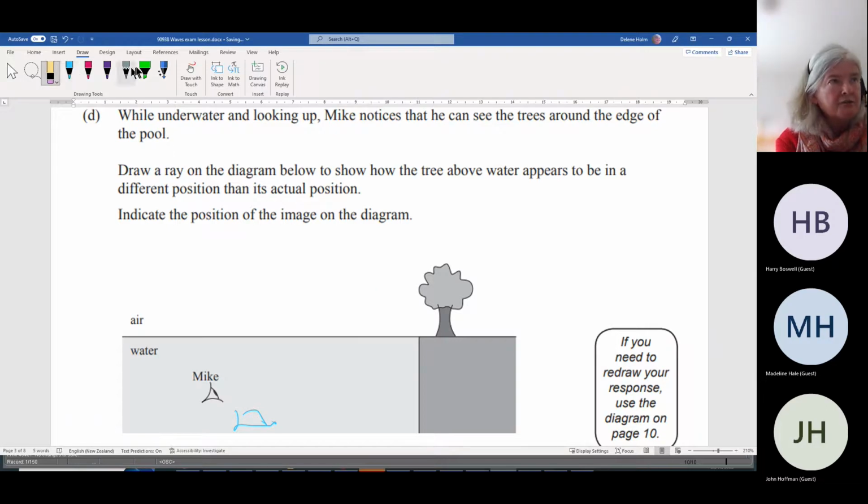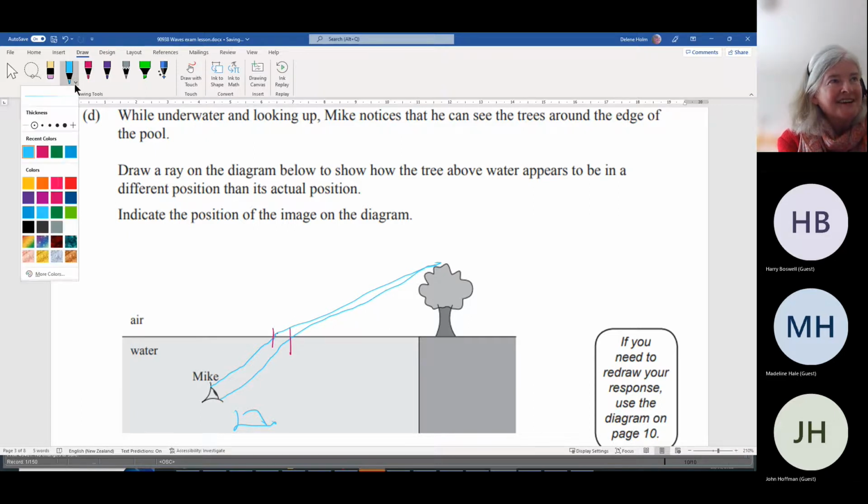Yep, I think draw Mike's view first, and then you aim it to reach the top of the tree. So I'll start with a blue, and make it go there and there, and now draw the normal. Try not to have it totally parallel, because you do want it to focus on one point. Mine looks nearly parallel, but then you've got to make it turn away from the normal now, because I'm drawing out to a less optically dense medium, so I'm just going to go like that. And now we're going to just extend the line.